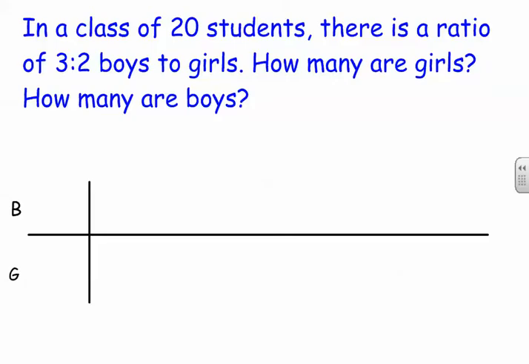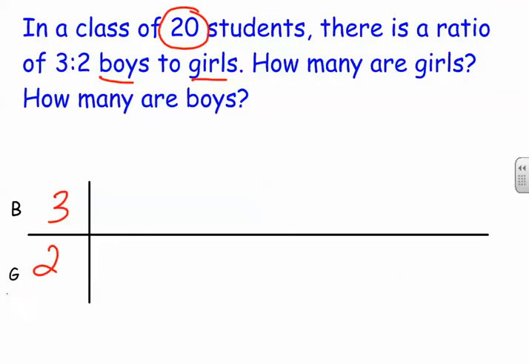So let's read this one. In a class of 20 students, there's a ratio of 3 to 2 boys to girls. How many girls and how many boys are there? Okay, so if you look, I'm still comparing boys to girls in this situation. So I've set up my ratio table here. I have 3 to 2 boys to girls. But it's a little different now because I'm telling you I have 20 kids. I have 20 students, but I want to know how many are boys and girls.